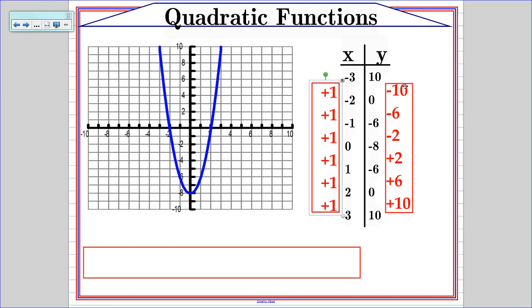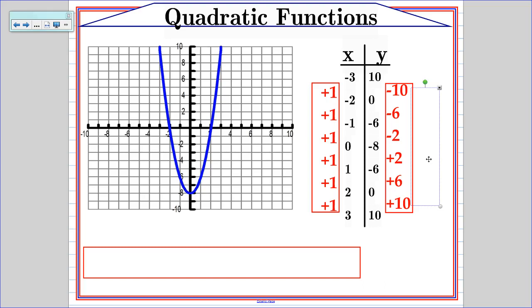Now, I see that I'm going down 10, from 10 to 0, then down 6, then down 2, then up 2, then up 6, then up 10. So this graph and this table, it does decrease and then increase, but it's not at a constant rate. So it's not an absolute value. If it was an absolute value, it would be minus 10, minus 10, minus 10, plus 10, plus 10, plus 10. So what are we to do?